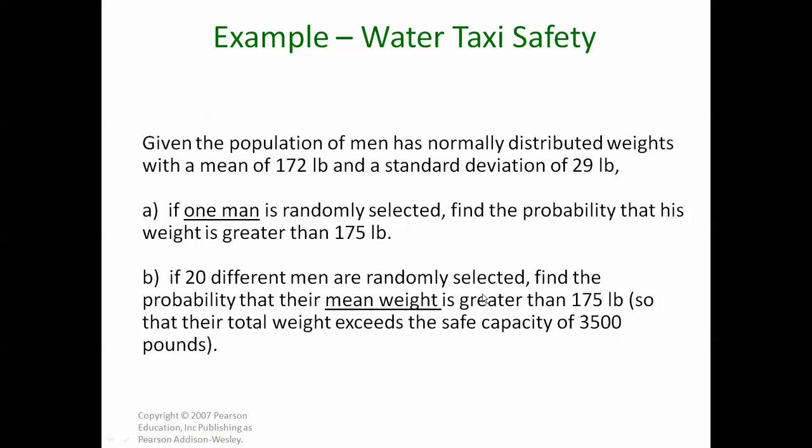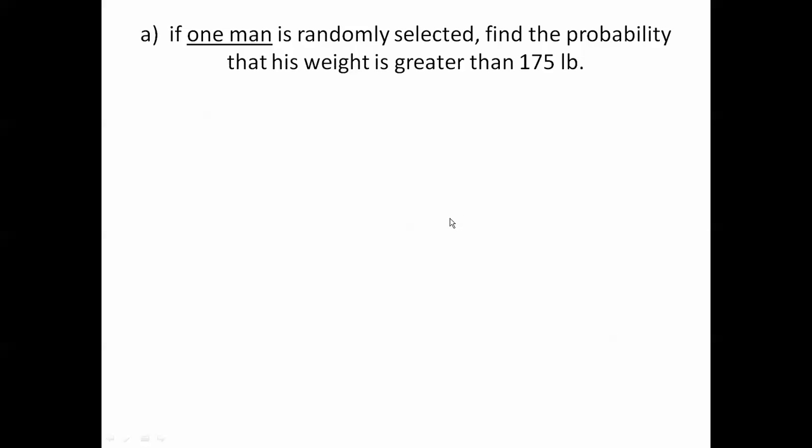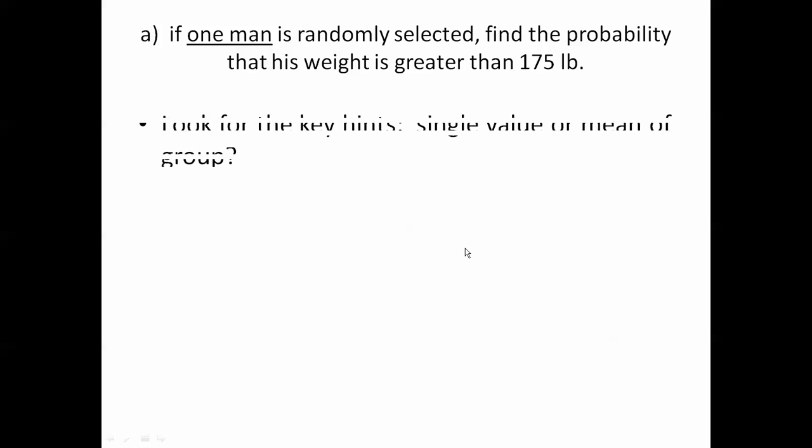Let's apply this to an example. Let's say we're given the population of men that has a normally distributed set of weights that has a mean of 172 pounds and a standard deviation of 29 pounds. And let's find the probability that if we take one man out of the population, his weight will be greater than 175 pounds. Look for the key hints in the problem. Is this a single value or the mean of a group?